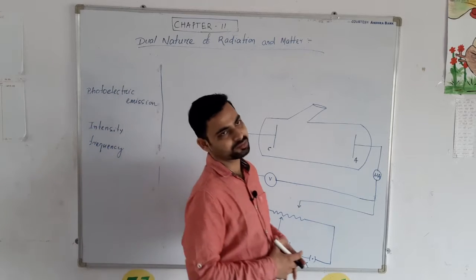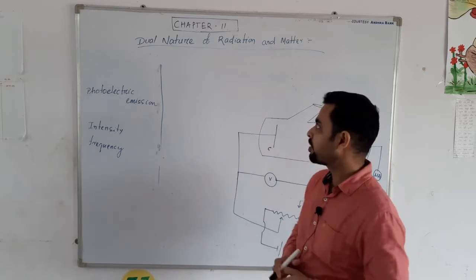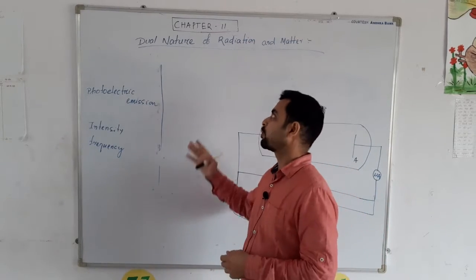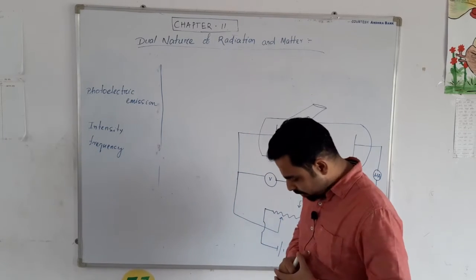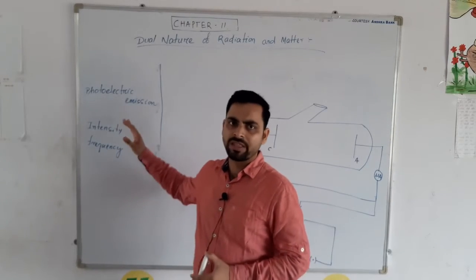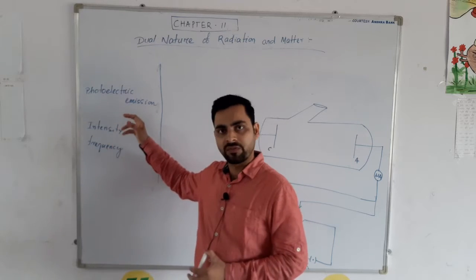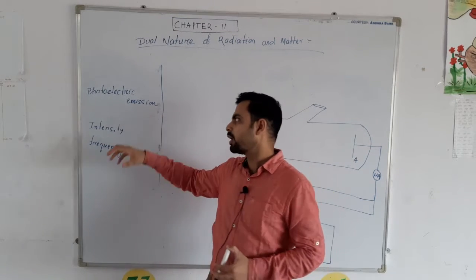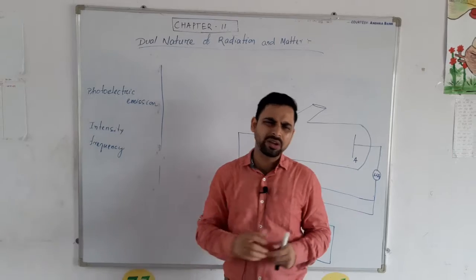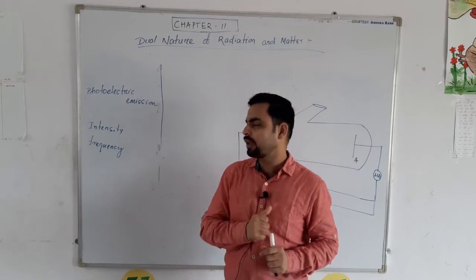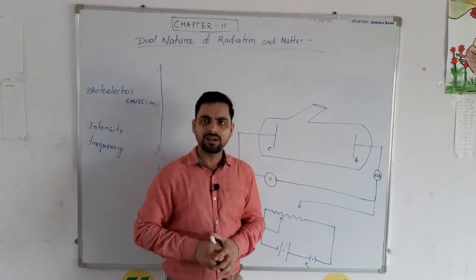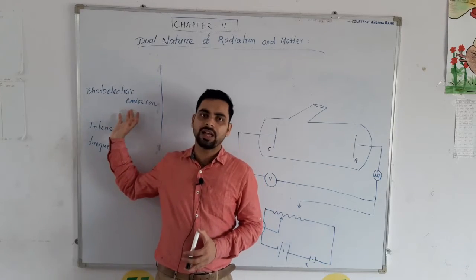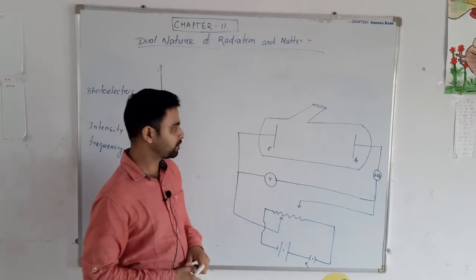Good morning. Today we are going to discuss the second part of this chapter, dual nature of radiation and matter. In today's class, we will discuss what is photoelectric emission, photoelectric effect, and next we will understand what we mean by intensity and what is the meaning of frequency. Okay, let's start. What is photoelectric emission or photoelectric effect?